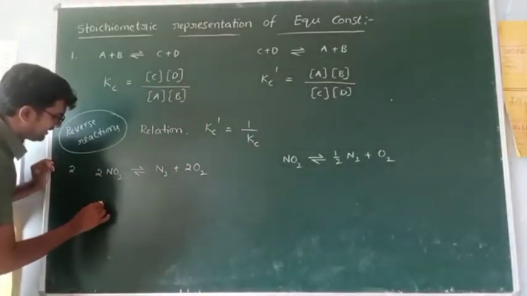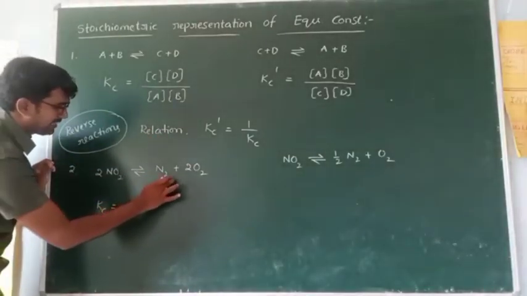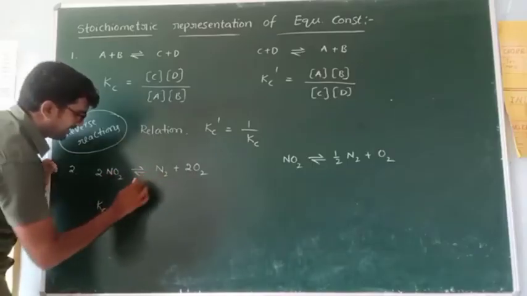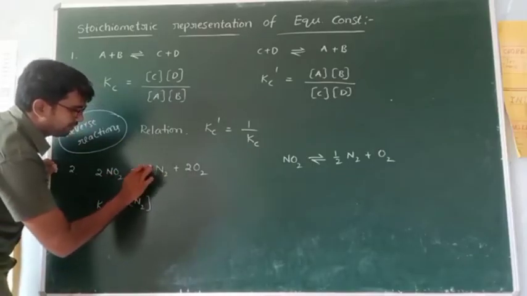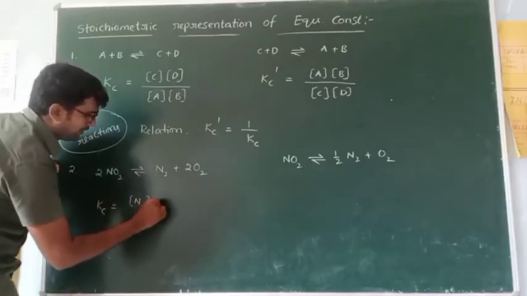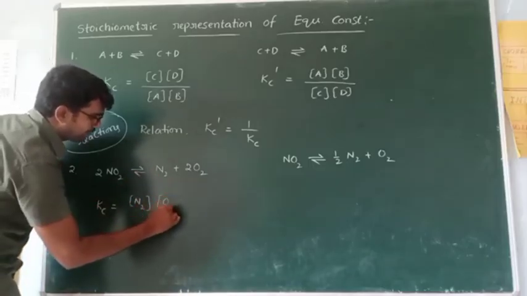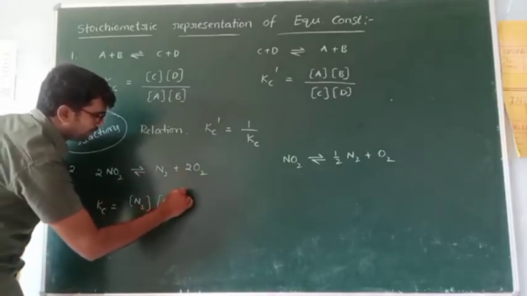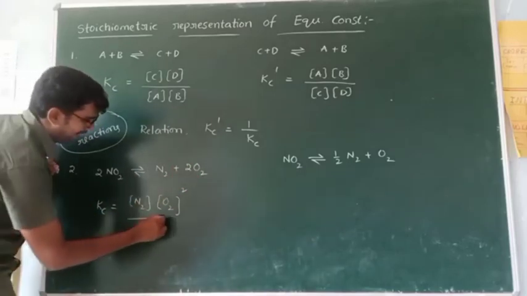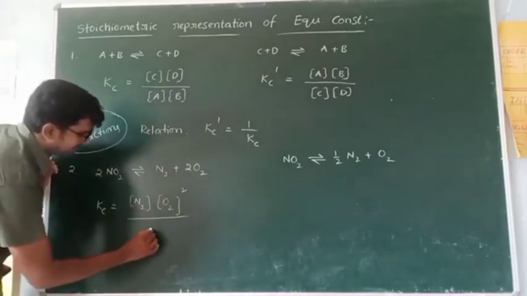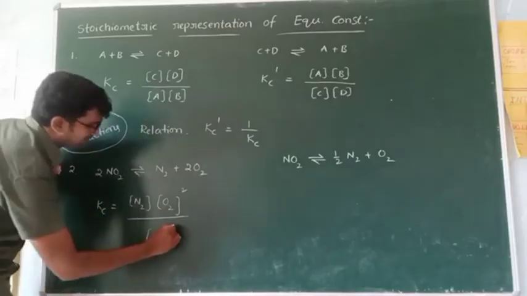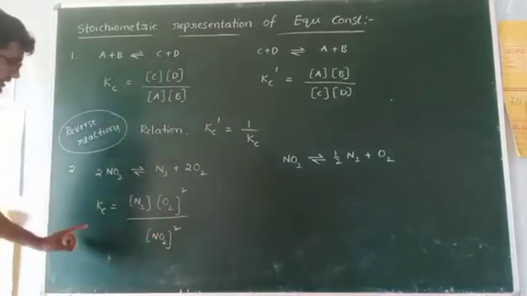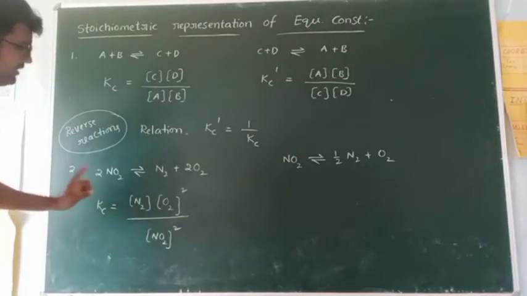For this reaction, Kc is equal to concentration of products by concentration of reactants. Here first one, N2 power 1, means there is nothing, means 1 mole, into concentration of O2. How many moles? 2 moles, power 2, by concentration of NO2. 2 moles means power 2. This is the concentration equilibrium constant for this reaction.